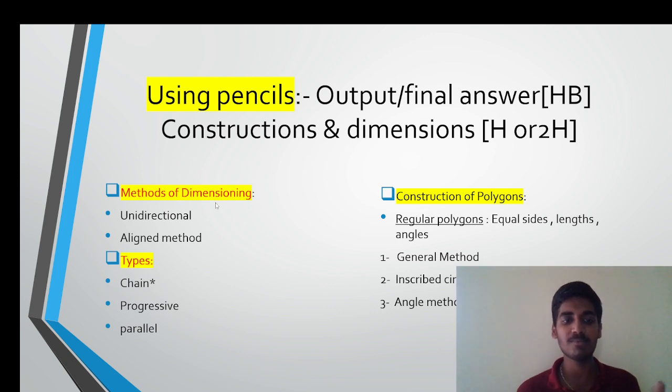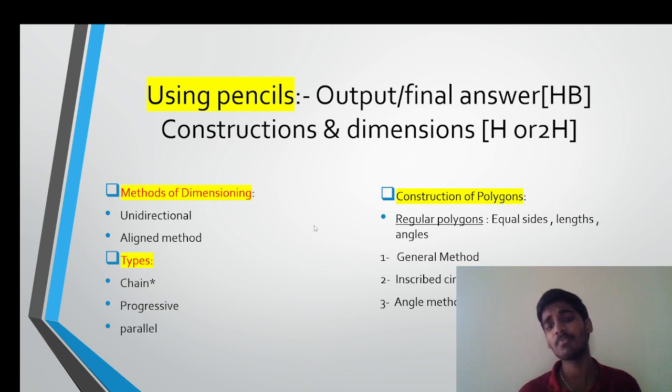The methods of dimensioning are the unidirectional and aligned methods, whereas the types are the chain method, progressive method and parallel method. These are the 3 types for placing measurements. Preferably we use the chain method. If a question asks to draw a circle using the progressive or parallel method, then you should use that. But if nothing is asked, just draw a circle, you should use the chain method because it is the simplest one. If progressive is specifically asked, then use it. According to the paper you should proceed.